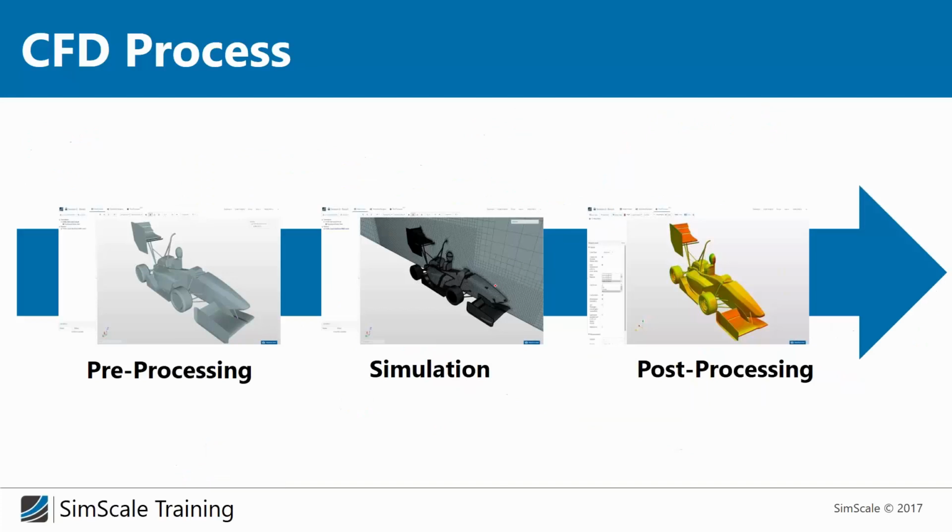Okay, so let's start to set up the simulation. What do we have to do? We have to do, first of all, the pre-processing, which means we have to mesh our car. Then we have to set up the simulation, and then we can do the post-processing.